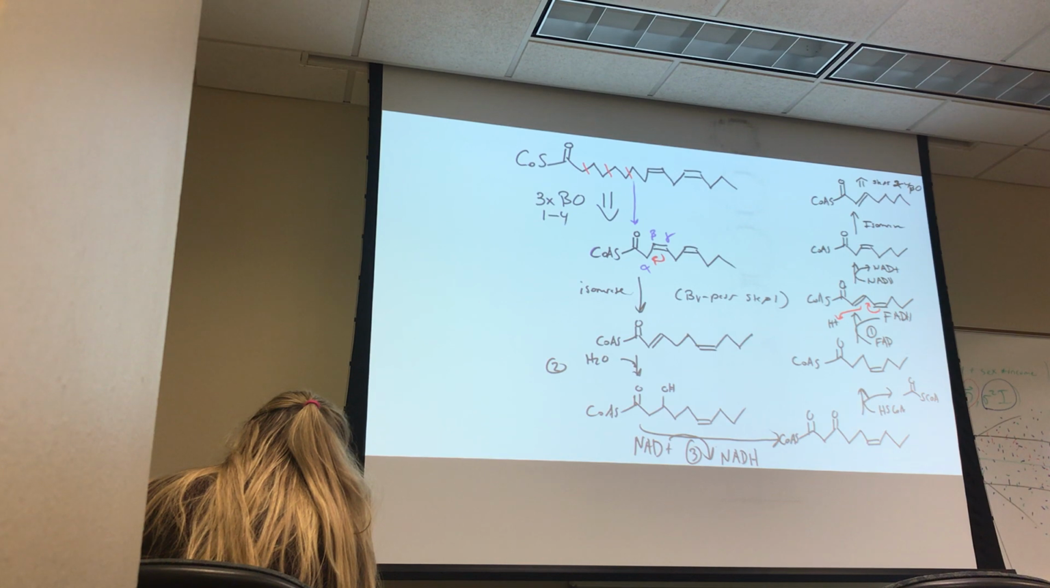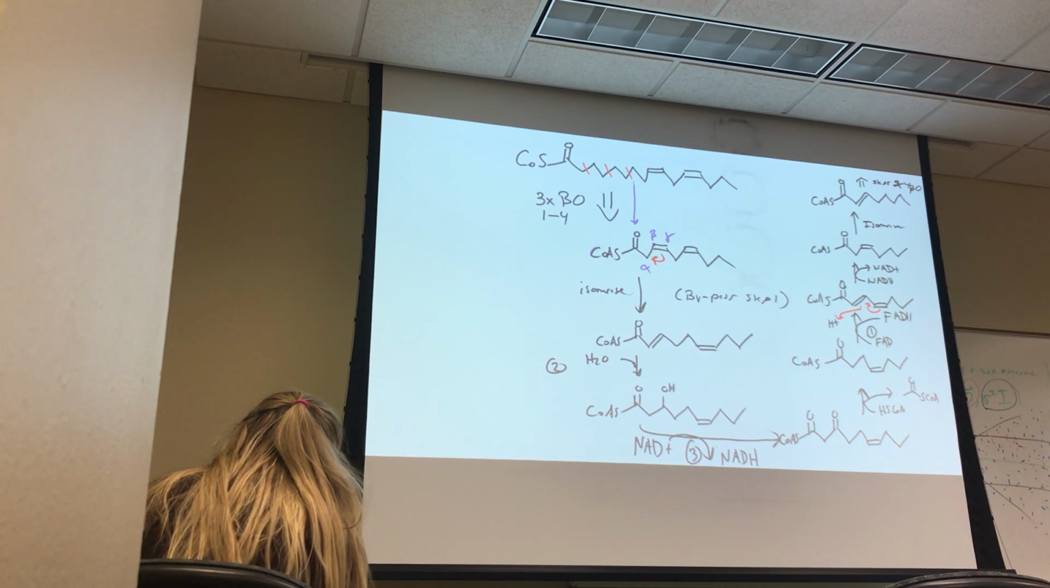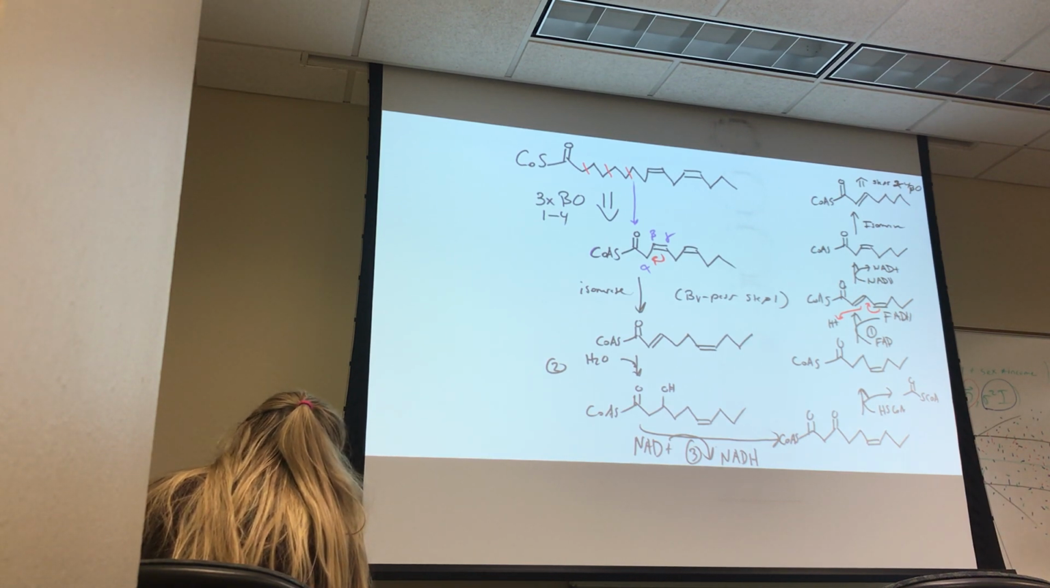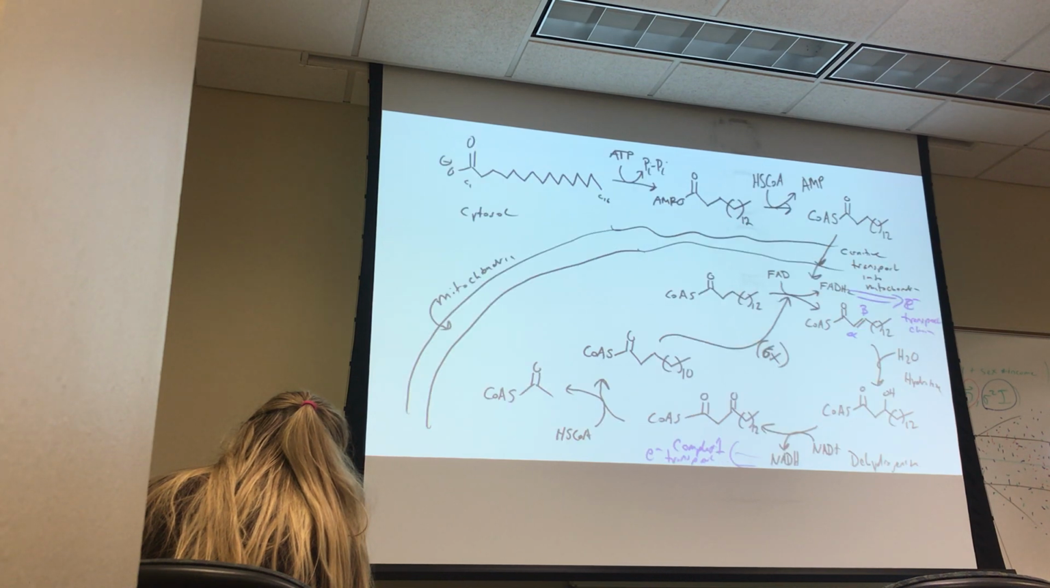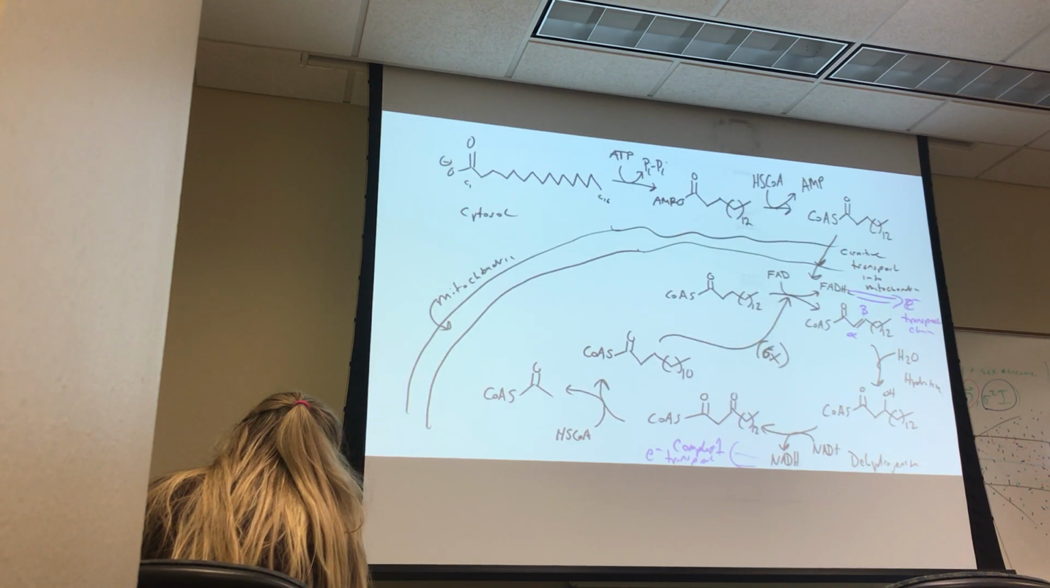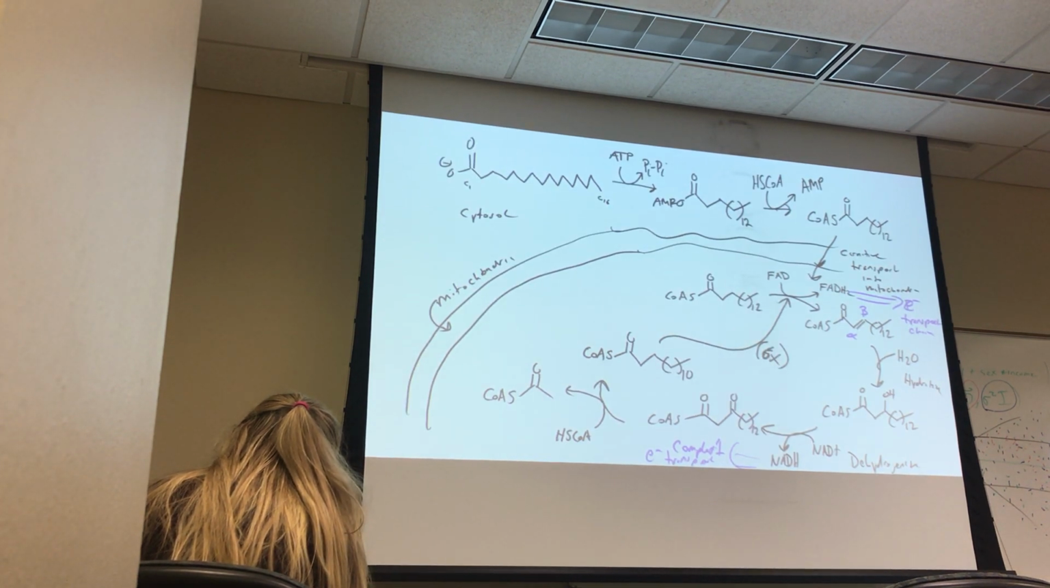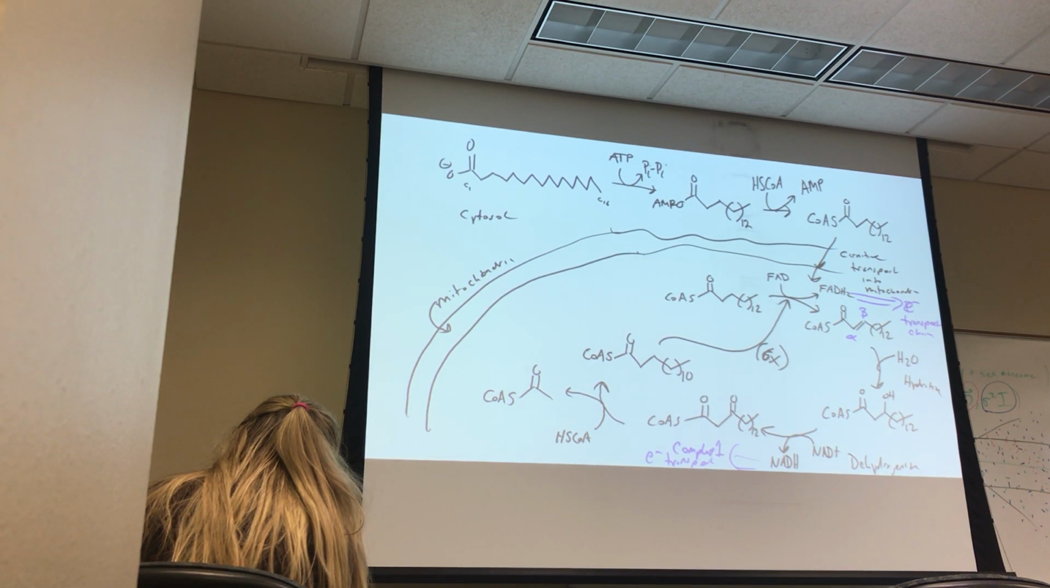Okay, so that's basically what we went over, and the ultimate purpose of this is to make acetyl-CoA, which is coming off here. And remember where we're going to send that as well? To the citric acid cycle.